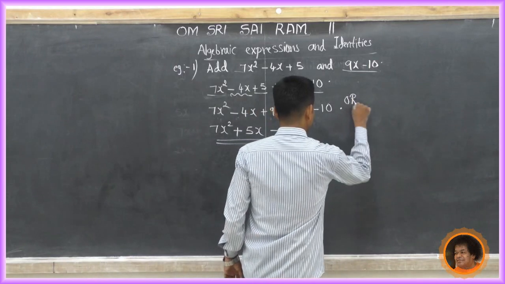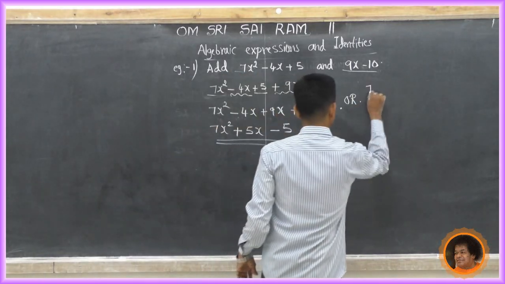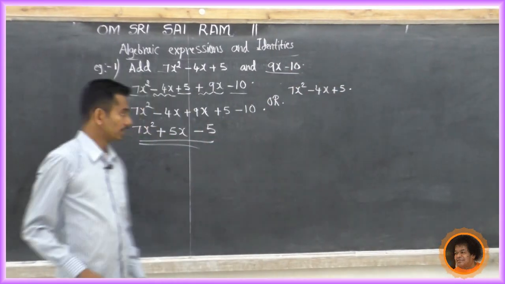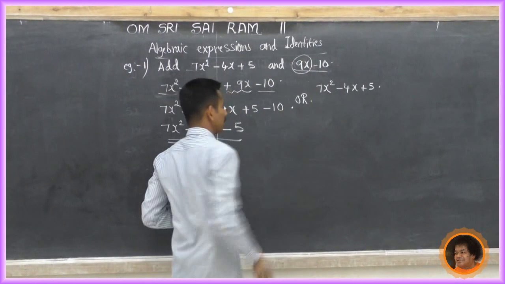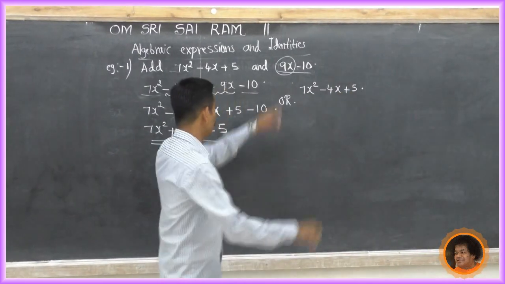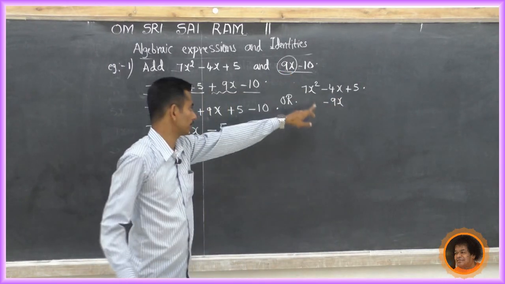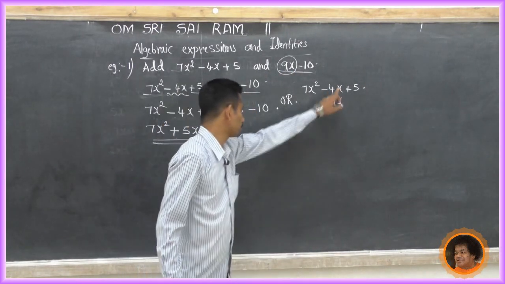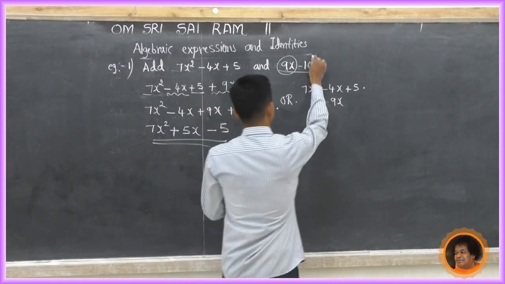This is one method. Another method, method 2, for adding two algebraic expressions: first write the first algebraic expression, 7x squared minus 4x plus 5. Then add 9x minus 10. 9x is a like term with minus 4x. So where do you have to write the 9x? Below the like term, that is 4x. So write 9x below minus 4x. Why do you write them together? Because they are like terms, the variable x is the same. Then minus 10, where do you write it?